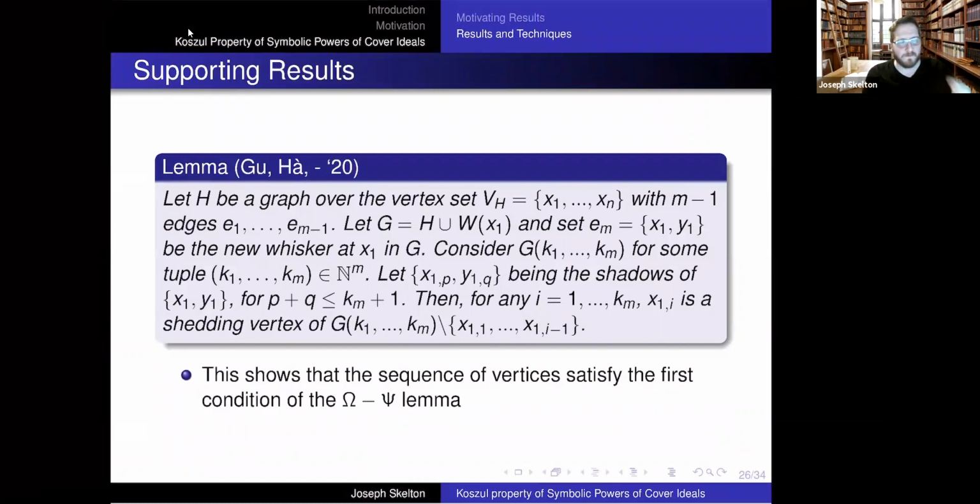So now we get to the stuff we proved. And a lot of these lead towards making the proof using Silver's theorem a little simpler. So first, if you have a graph with a whiskered vertex at x1, or any x really, just for the sake of indexing, then if you copy that whisker km times, when you delete the first i-1 copies of x1, xi is a shedding vertex.